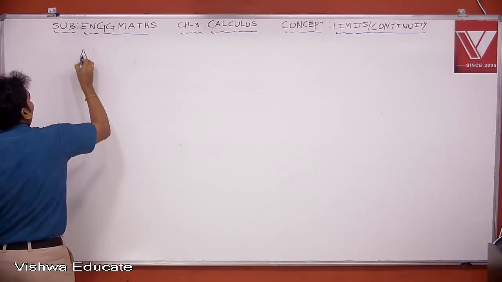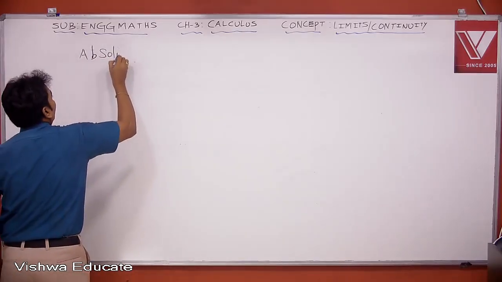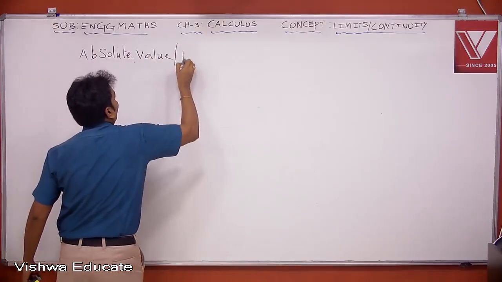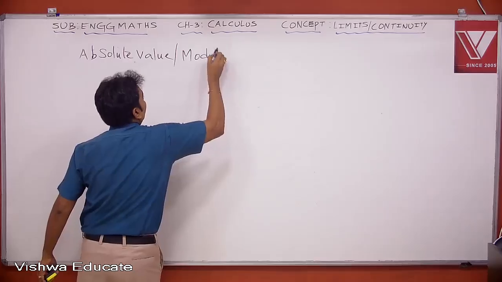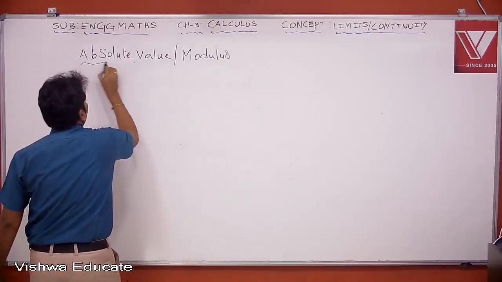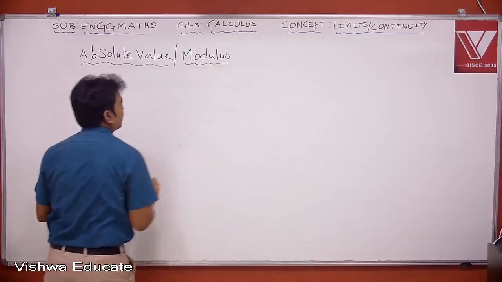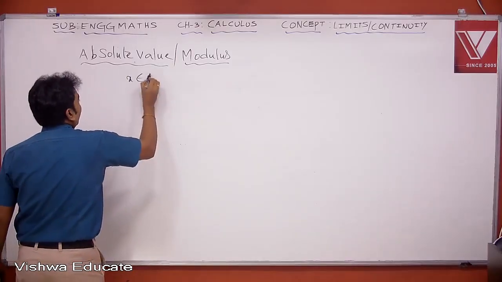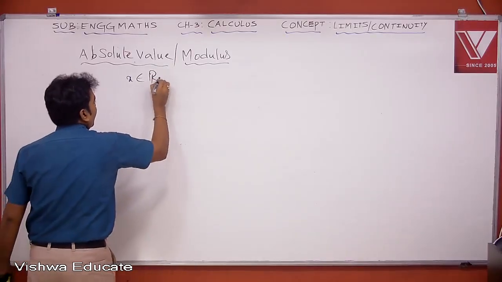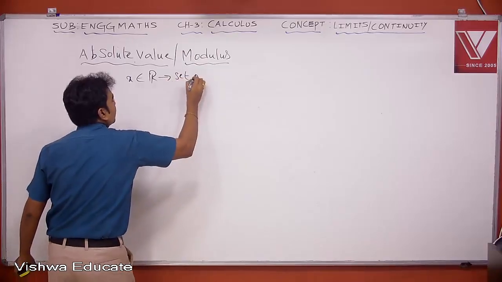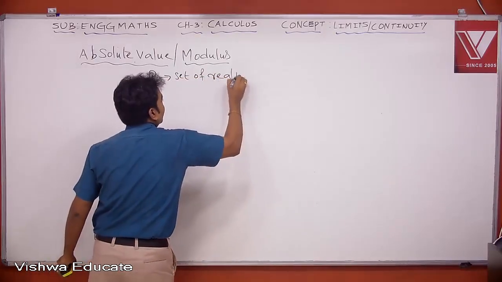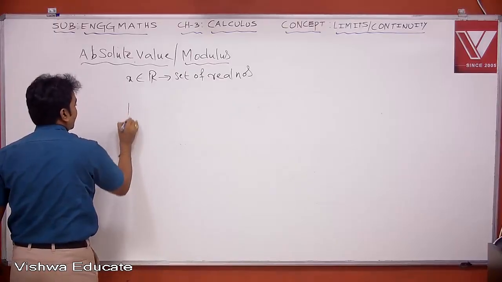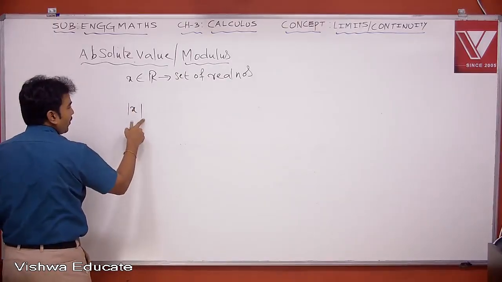Next definition, absolute value or modulus. Suppose x is a real number. Actually, this capital R is nothing but the set of real numbers. So when x is a real number, its absolute value is denoted by modulus of x.